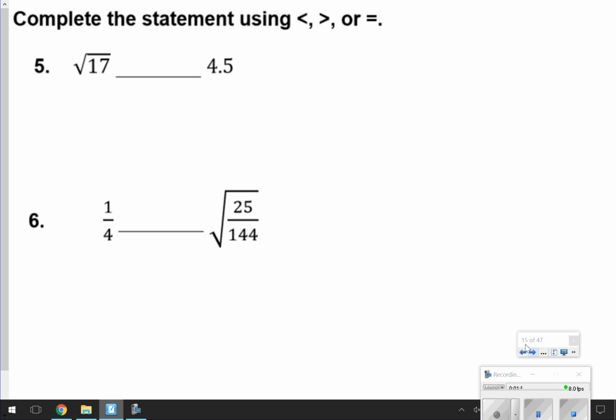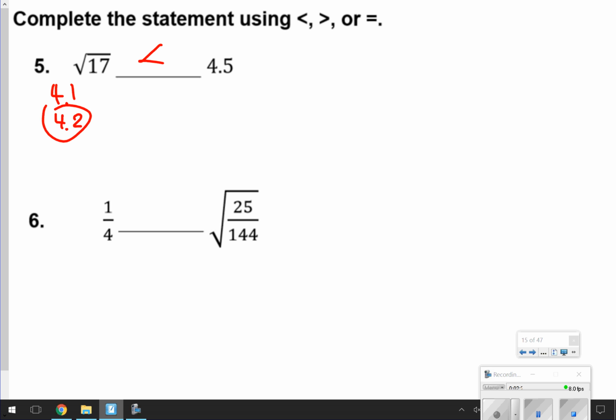Completing the statement using less than, greater than, or equal to. Number 5, the square root of 17 is less than 4.5, because the square root of 17 is right around, I would maybe say 4.1. If you multiply 4.1 times 4.1, it's going to give you 16.81. So maybe even like 4.2, and that's giving you 17.64. So it's still 4.1, 4.2 is still less than 4.5.